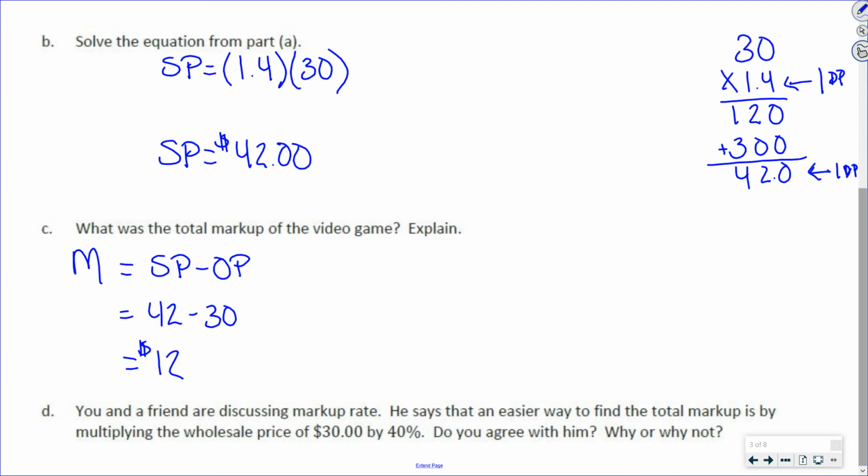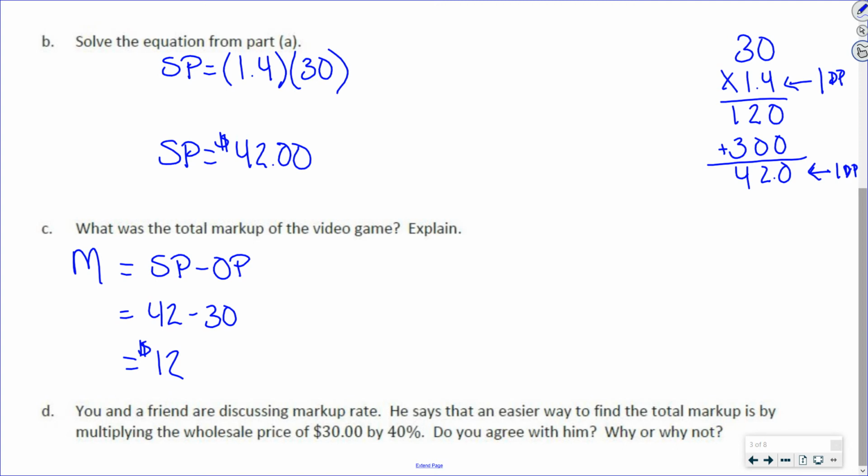Now you're saying, Mr. Hale, how do you know this? Remember, the markup is an increase in the price. So that means there has to be a value by which it increased over the original price. Now, what was the value? What was the amount of money that we had to pay extra in order to purchase the video game? Well, it was $12.